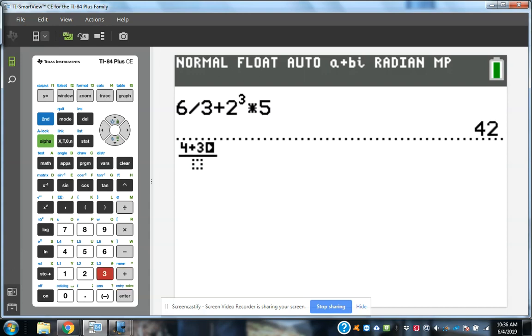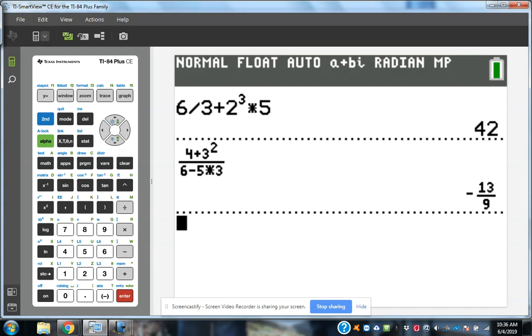4 plus 3 squared. And I'm just pressing the right arrow key to get down to the bottom. And on the bottom, it's 6 minus 5 times 3. So I've made the calculator make it to where I can type it in just like it looks. And then just hit enter.